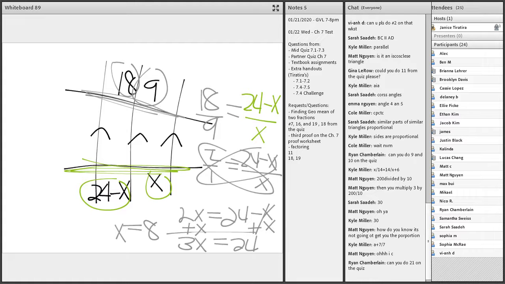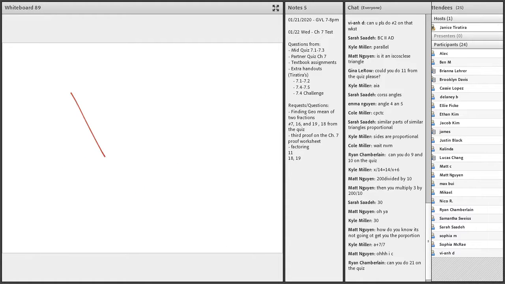If you have time tomorrow, plug it back in. So that means this is 16, this is 8. Guess what? That's a 2 to 1 ratio, so that works out. So you could use side splitter theorem tomorrow. There's another question like 20, but harder tomorrow.